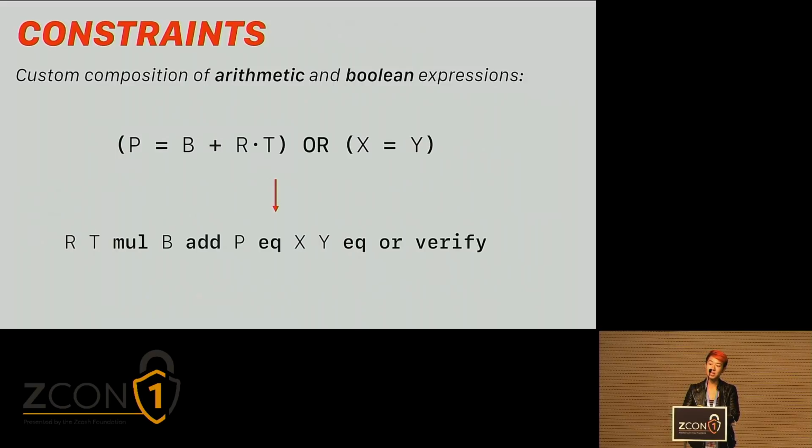Cool, so here's an example of a custom constraint that you can add, for instance. In this statement, you say either p equals b plus r times t or x equals y. And then on the bottom is what this constraint would look like within ZkVM using the ZkVM operations. As you can tell, it's a stack-based language, so it's not too difficult to translate.